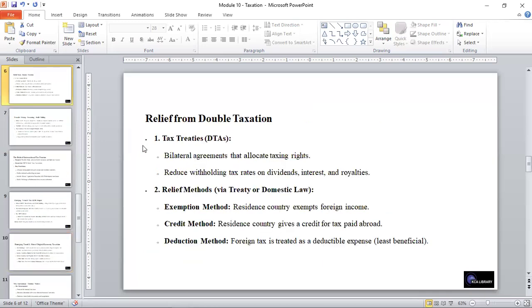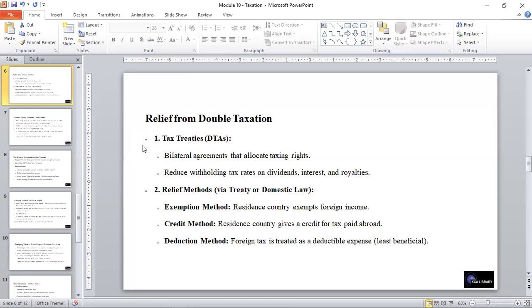In looking at double taxation, we have reliefs from double taxation. The first is tax treaties, which are bilateral agreements that allocate taxing rights, and they reduce withholding tax rates on dividends, interest, and royalties. We have relief methods via the treaty and the domestic law.